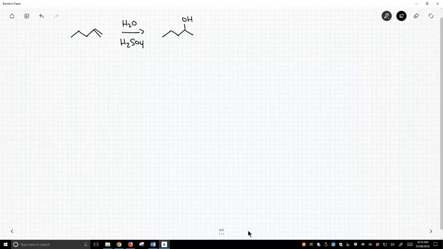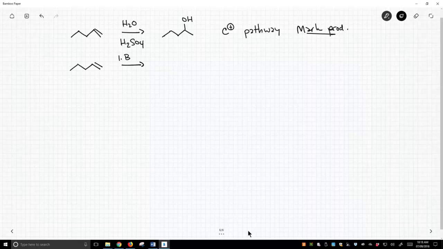It's a Markovnikov alcohol, went through the more highly substituted carbocation. So this is a carbocation pathway. And because it's a carbocation pathway, we get the Markovnikov product. Fantastic.